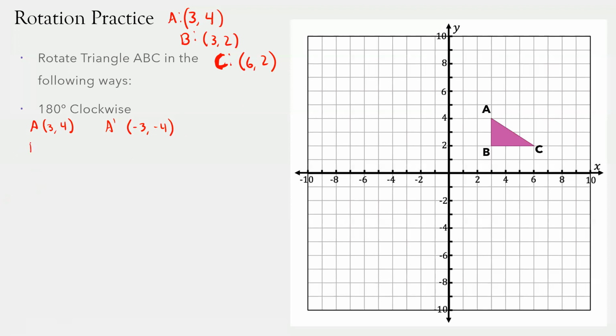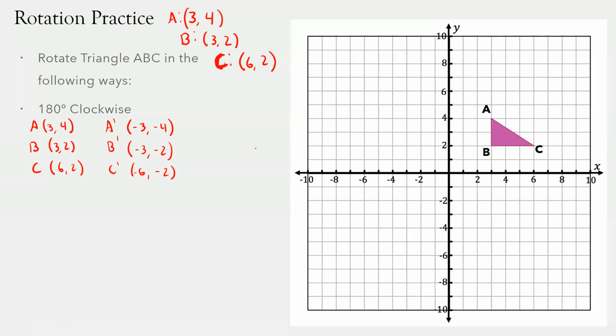Okay, so let's look at B. B has the coordinates 3, 2. Again, since it's a 180 degrees rotation, all we have to do is take the opposite of both of those. So we're going to do -3, -2. It's going to be our new point. And then C, same drill. Take our 6, 2. C prime is going to be the opposite, so -6, -2.